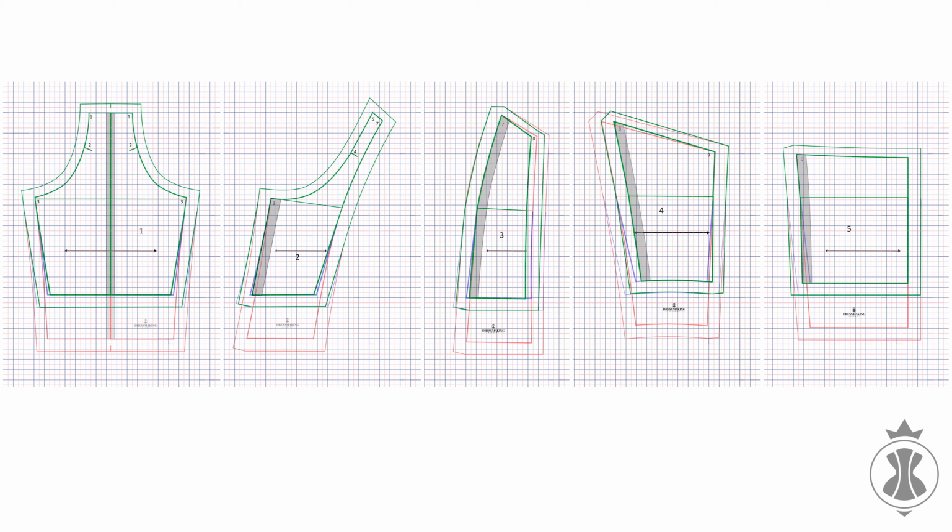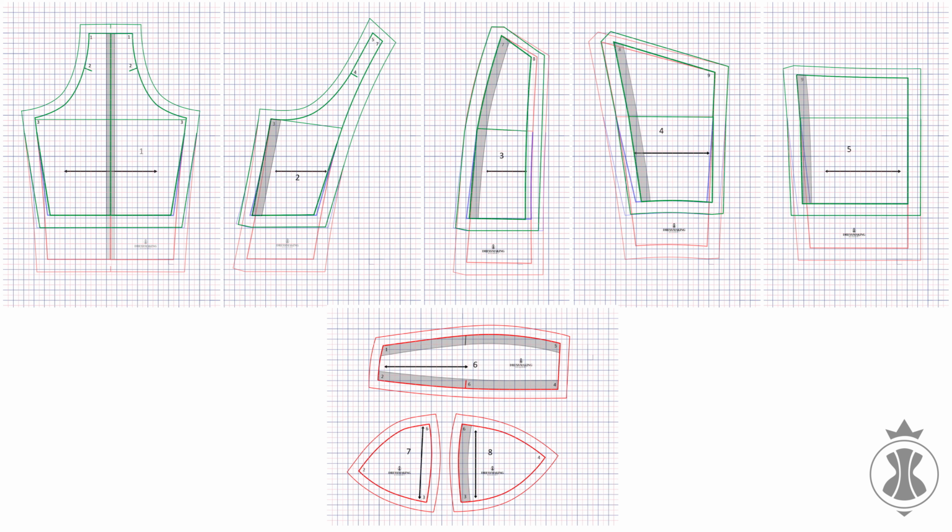On the screen, you can see the lines of the original pattern in red, the lines of intermediate alterations in blue, and the final pattern in green. The cup details remain unchanged because the measurements of the original pattern are completely the same as those of my dress form.